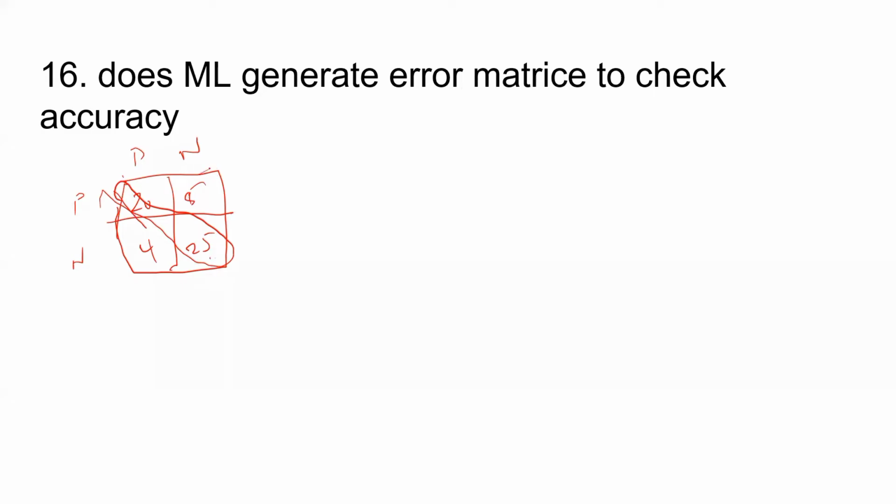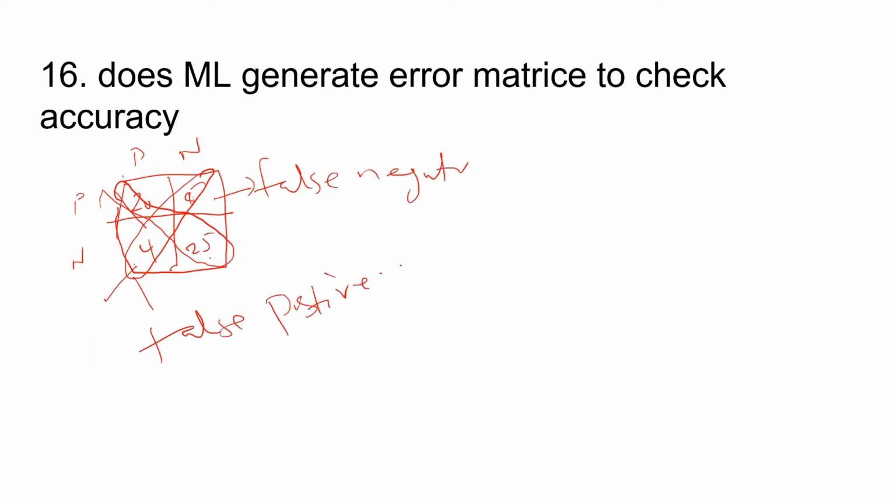Then in this left diagonal, you have the wrong classification outcome. That is, this is supposed to be positive, but it has been predicted as negative. We call it false negative. This one is supposed to be negative, but it has been predicted to be positive. We call it false positive. And sometimes we need to do detailed analysis of the implication of such.